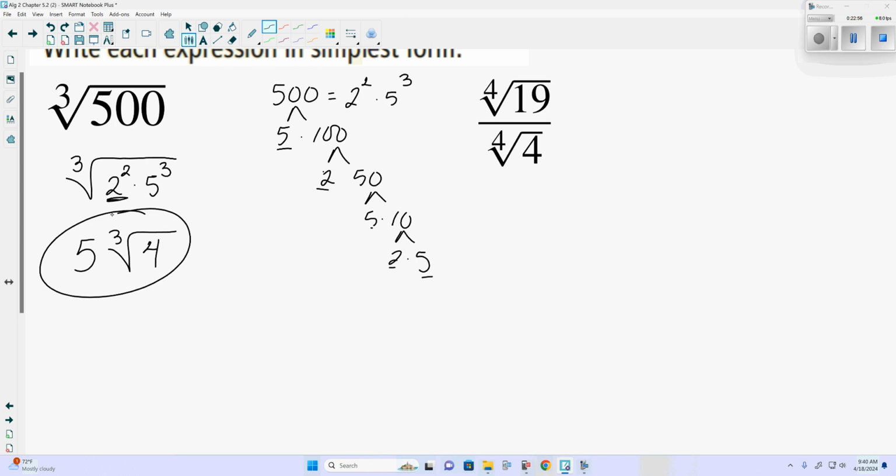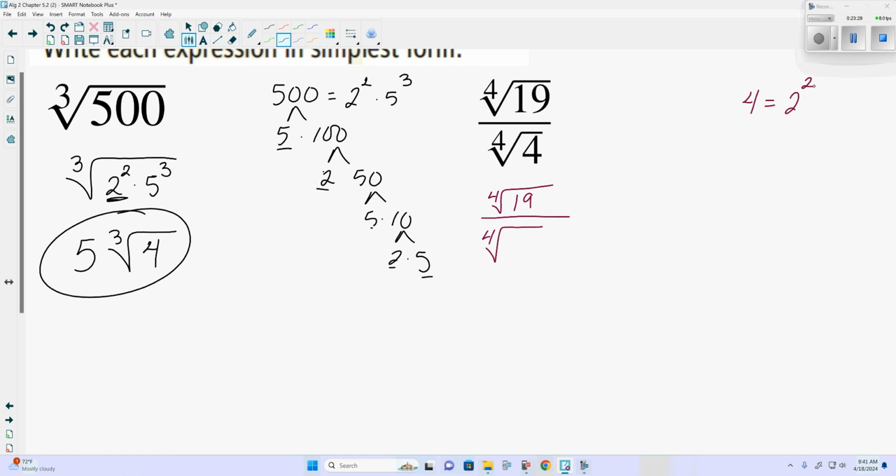Fourth root of 19 over the fourth root of 4. Now, here, 19 doesn't divide by 4, but we can rewrite it a little bit better. I did look at this one and what the book said. It just told us to multiply by the fourth root of 4 and then go from there. But 4, can we rewrite it as a number to a power?